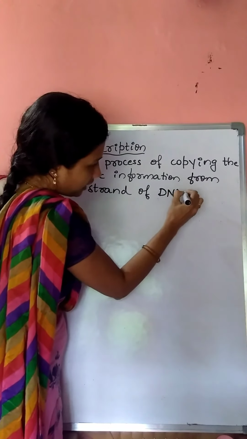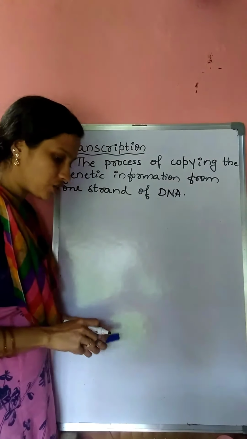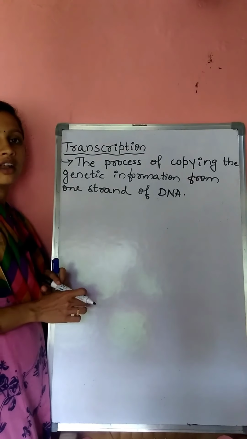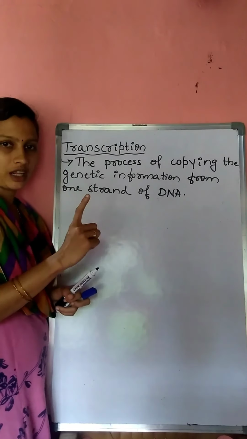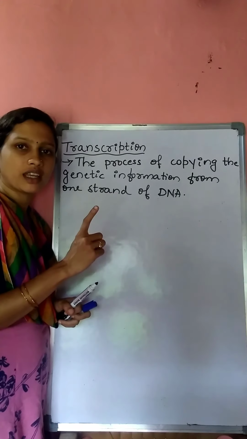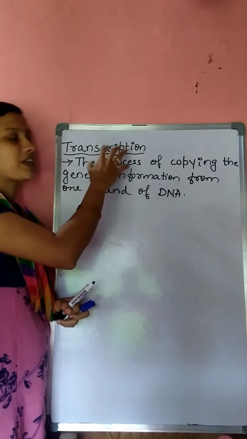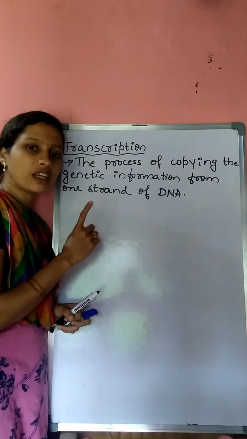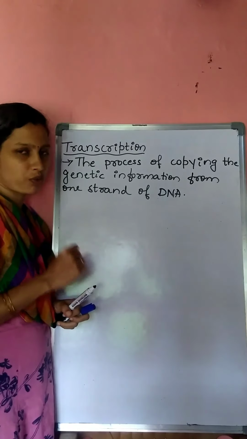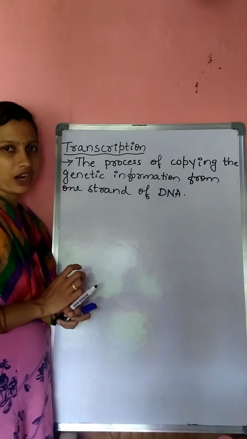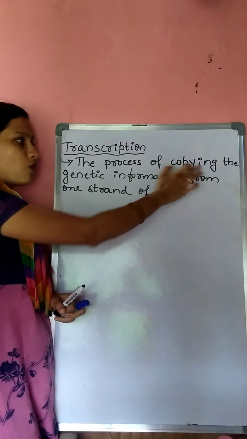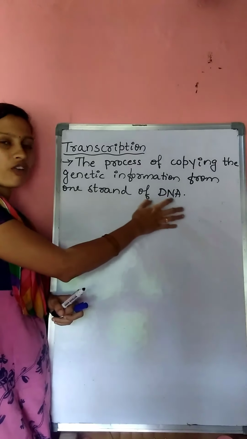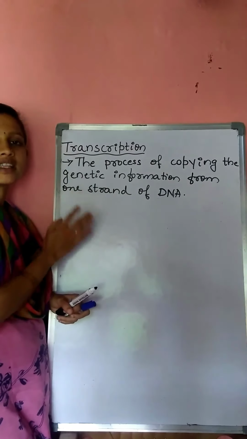DNA contains two polynucleotide strands. In that, only one polynucleotide strand of the DNA is involved in the transcription process. The one polynucleotide strand of the DNA which is involved in transcription is called the template strand. The process of copying the genetic information from one strand of DNA is called transcription.